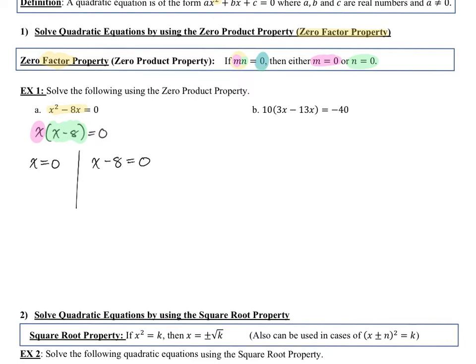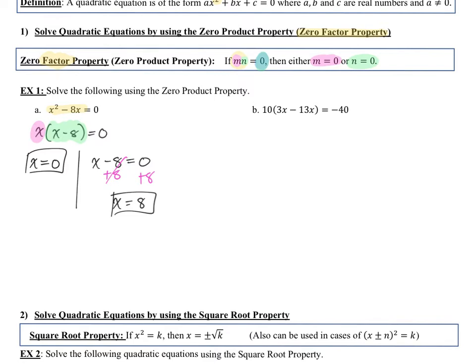so that I know where you get your answer from. All right, so, we already solved here, x is equal to 0, so that's done. Solving the other side, add 8 to both sides of the equation, and we get x equals 8. So we have two answers. All right, let's take a look at the next one here.